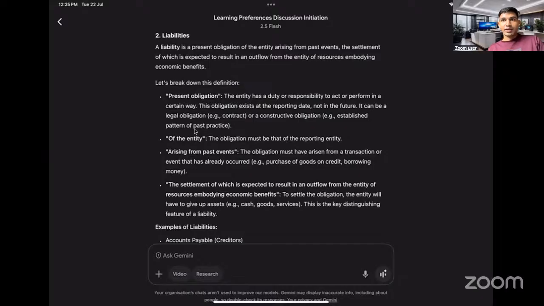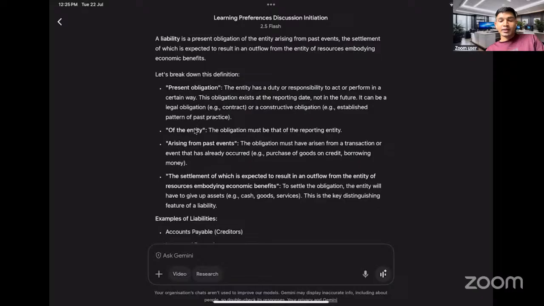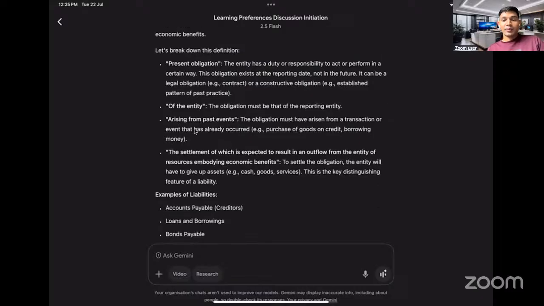It can be a legal obligation, such as a contract, or a constructive obligation, such as an established pattern of past practice. Then, of the entity: the obligation must be that of the reporting entity. Arising from past events: the obligation must have arisen from a transaction or event that has already occurred, for example, purchase of goods on credit, borrowing money, etc.